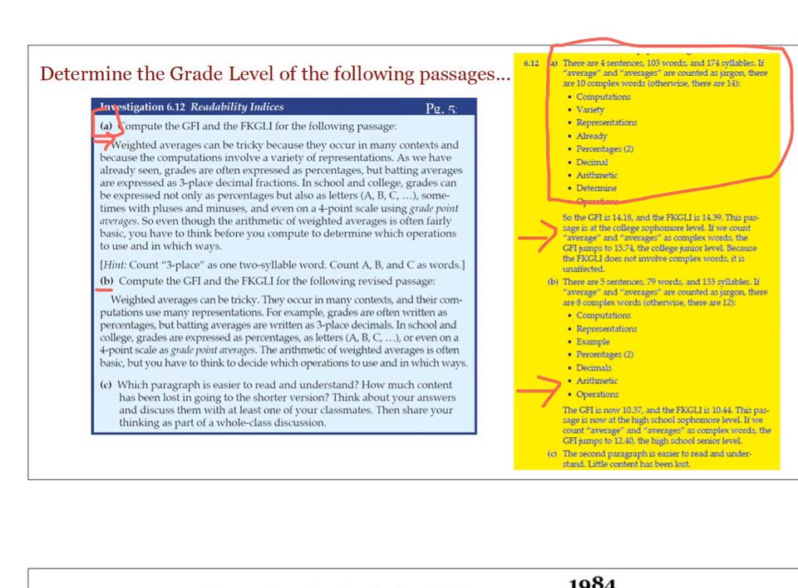So just make sure that you have those formulas written into your notes. Make sure that you understand how to find the syllables. That tends to be the part that's a little bit more difficult. And if you have any questions, please let me know.